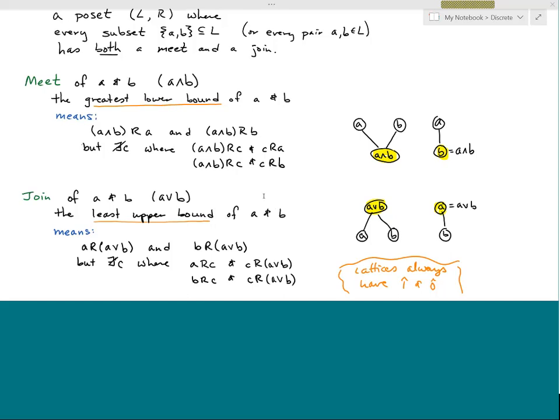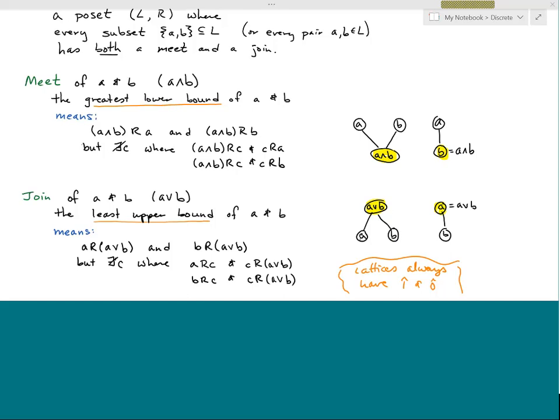Now the join is exactly the opposite. It is the least upper bound. If you have two elements that are comparable, in other words, there is an edge between them, the least upper bound is whichever one is above the other one. If, however, they are not comparable, the least upper bound is some vertex in your poset that is above both of them.